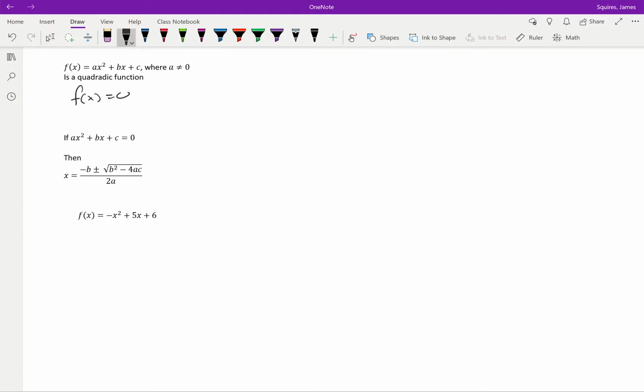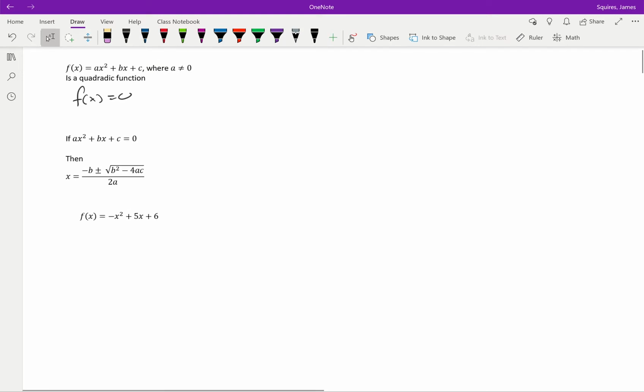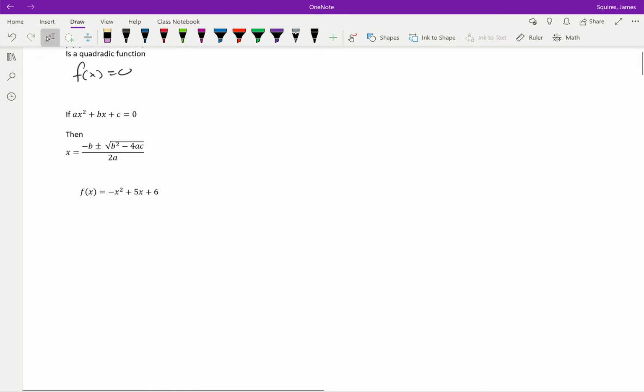But we can always use what we're going to call the quadratic equation, where x will equal negative b plus minus the square root of b squared minus 4ac, all divided by 2a. So we can always use the quadratic equation to solve for when a quadratic function equals 0.